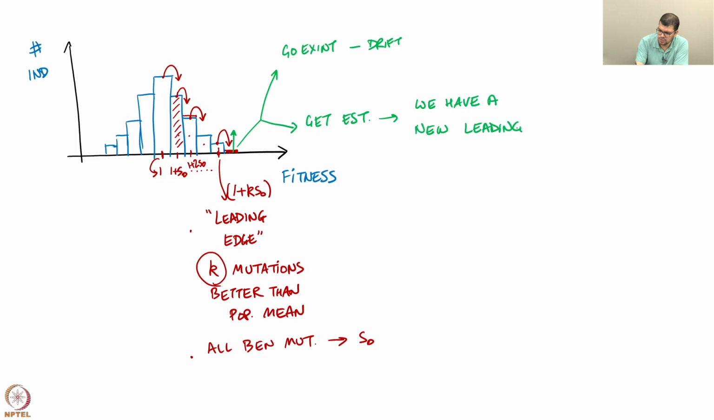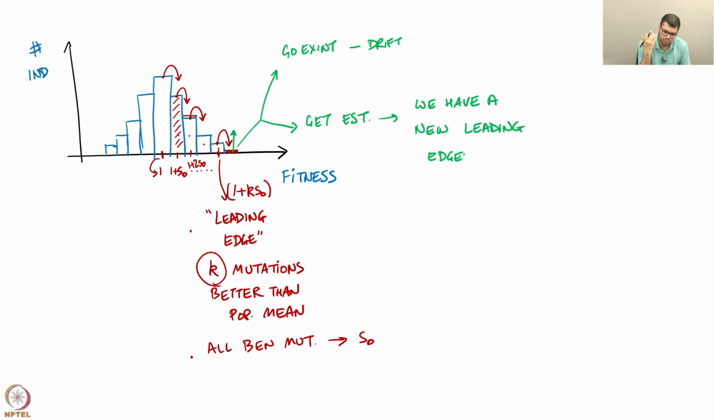I hope that makes sense to everybody. So, the evolutionary trajectory of this microbial population is decided by the leading edge where beneficial mutations are occurring.